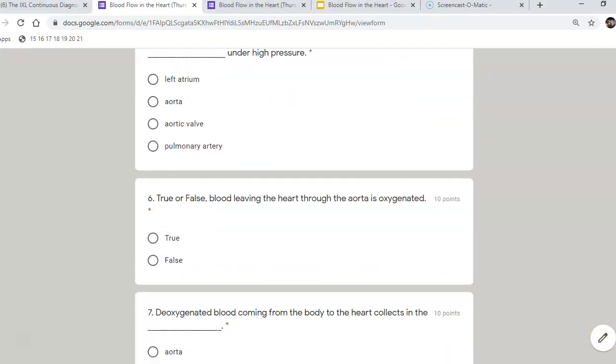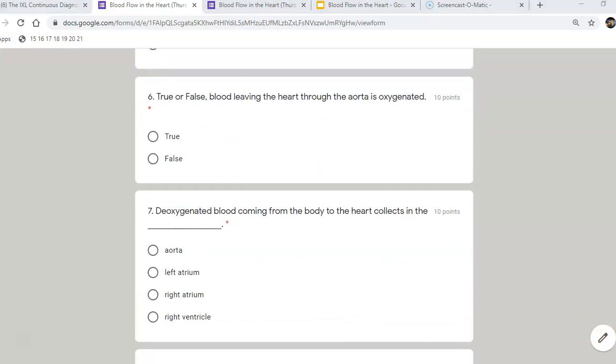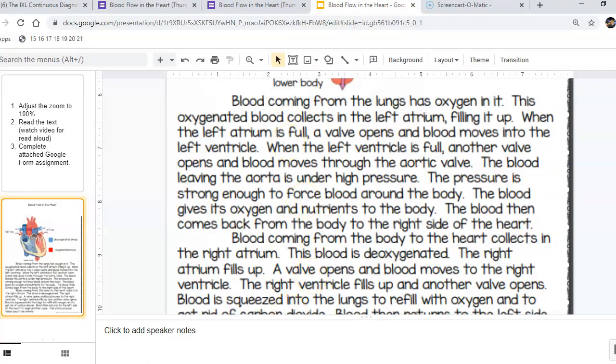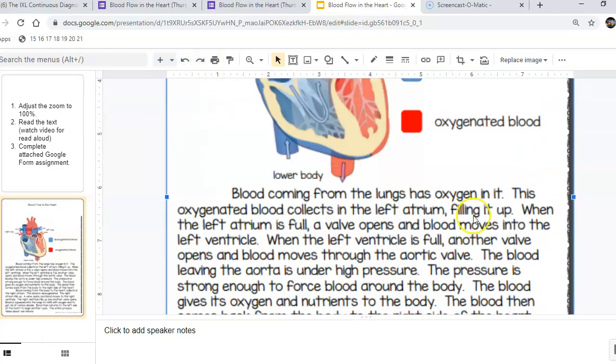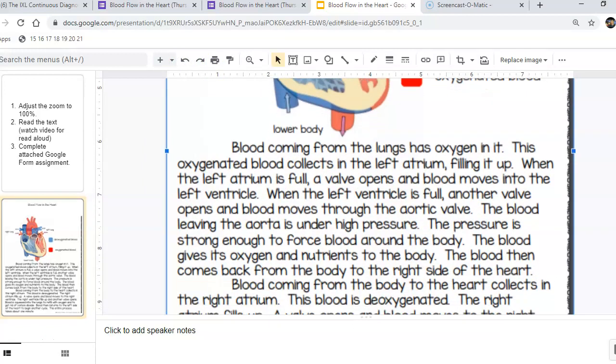Number 6, true or false? Blood leaving the heart through the aorta is oxygenated. Okay, so let's go find it. Here's the aorta. It's being talked about here. Okay. Here's the aorta. It's blood that's leaving the left ventricle. Blood that arrived at the atrium before that. Oh, and it came from the lungs. Okay, so we're going to know if it's oxygenated or deoxygenated at this point.